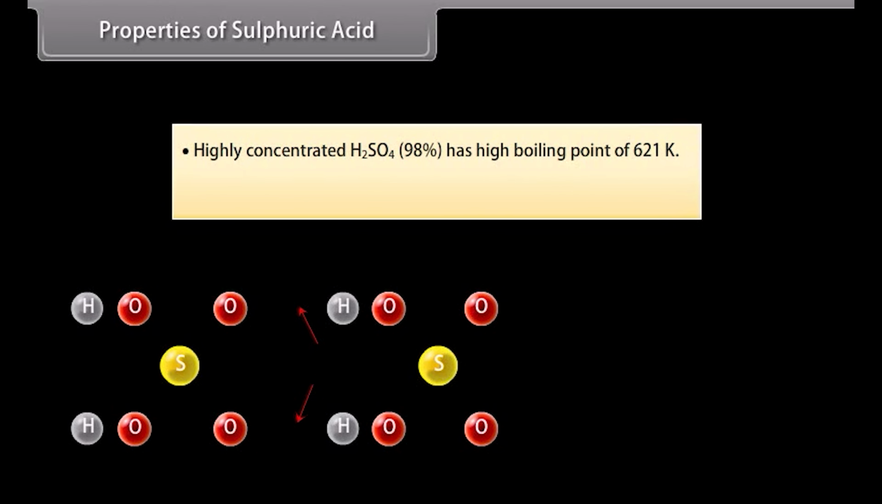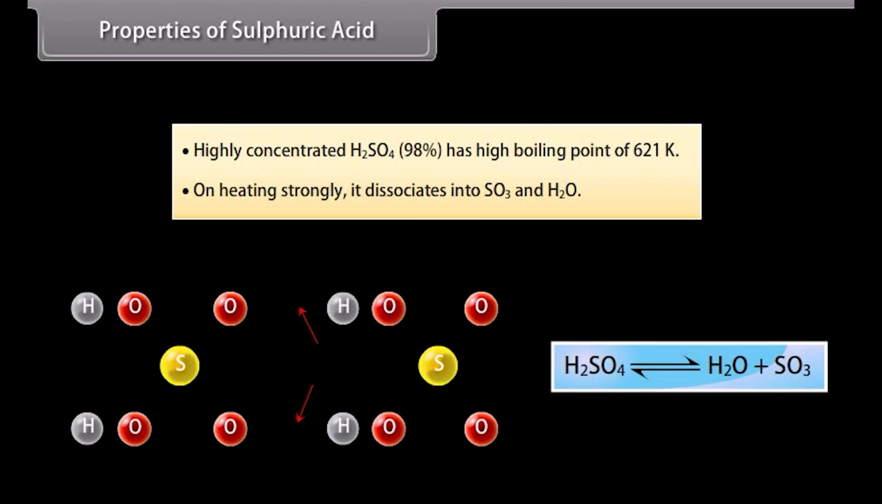Highly concentrated H₂SO₄ has high boiling point of 611 Kelvin. It shows that H₂SO₄ has associated structure due to hydrogen bonding. On heating strongly, it dissociates into SO3 and H₂O. Uses of sulphuric acid. The important uses of sulphuric acid are following.